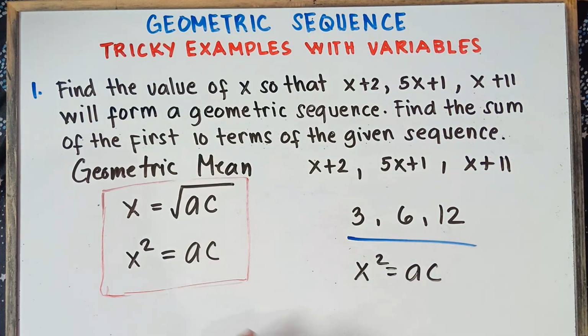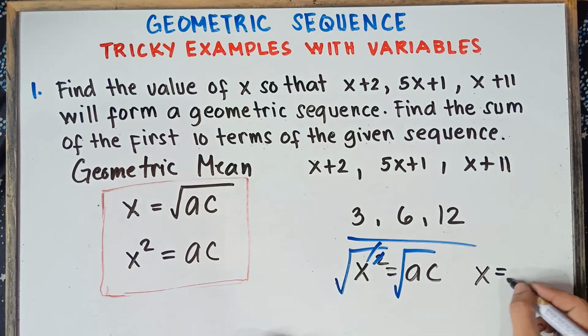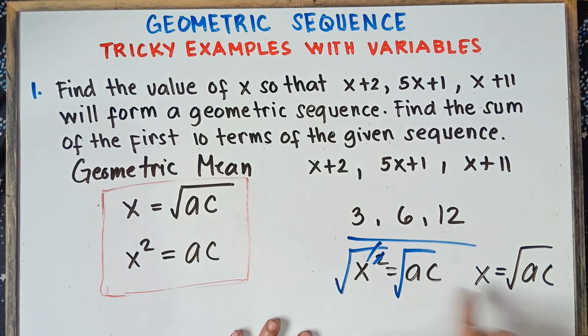Now, if the teacher tells you to find the value of x, how will you find the value of x? That's correct, you extract the square root of both sides, right? Extract the square root of both sides, cancel this out. So therefore, x is equal to the square root of AC. That will be the first term multiplied by the third term. So this is just the same. Check this one out, class.